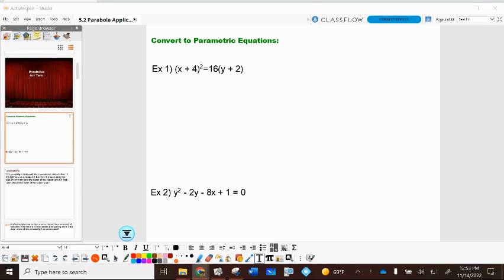Okay, so we're going to real quickly go through parametric form of parabolas. So it's really not too bad.